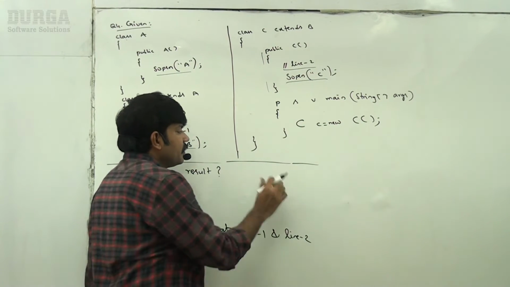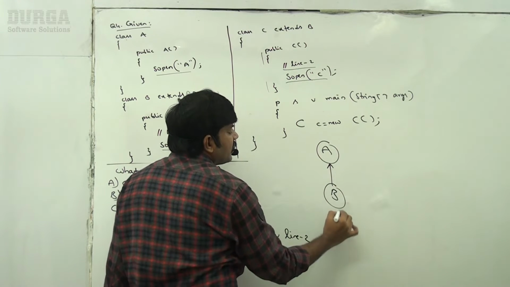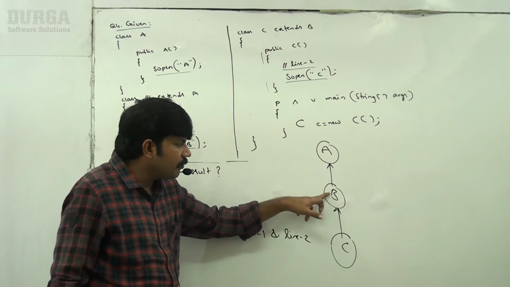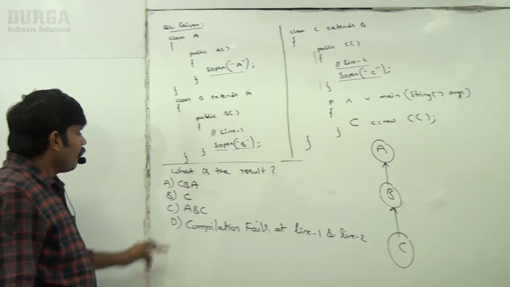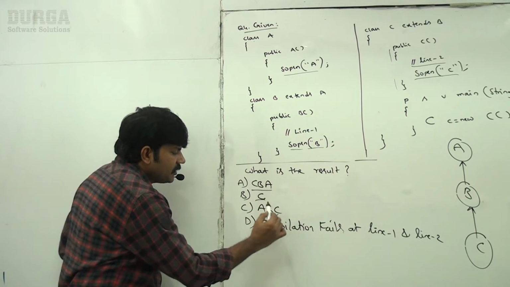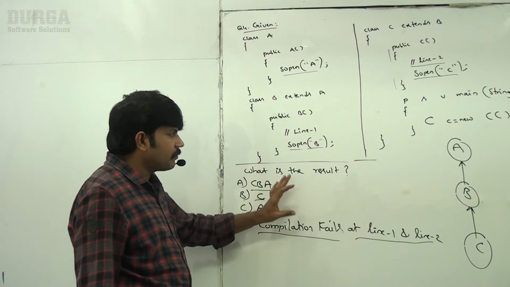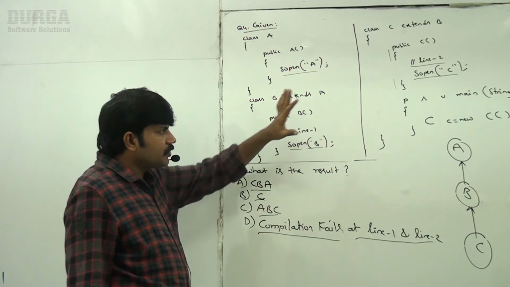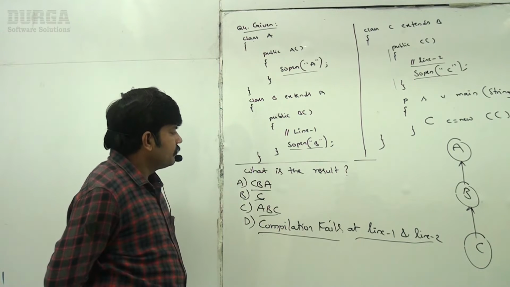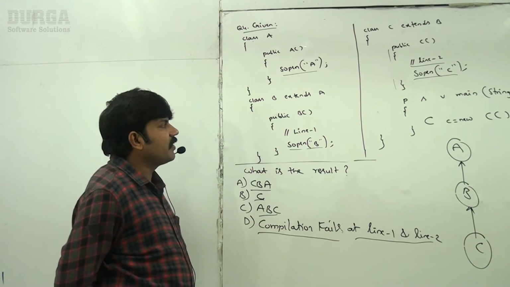Sir, have you observed? A is the parent class, B is the next child class, next C is the next level child class. Okay, C is the child of B, B is the child of A. Okay, what is the result? C, B, A, C, A, B, C. Compilation fails at line 1 and line 2. So these are the various options we have, sir. Now in this code, can you please confirm what is the output we are going to get? Is the answer CBA or C or ABC, or compilation fails at line 1 and line 2?